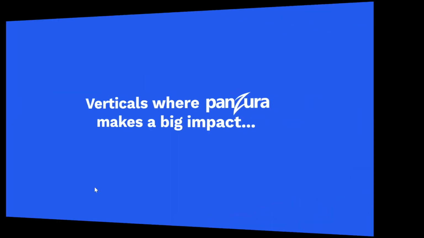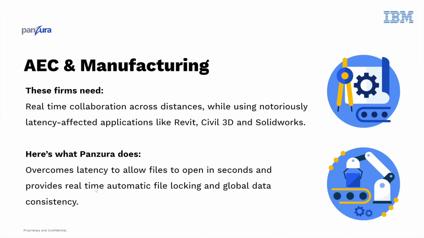Where do we do really well? Like I mentioned before, the AEC space: architecture, engineering, construction, and manufacturing. There are a lot of applications within that space that require very low latency, high performance. They need to have that local feel, yet this space is all about collaboration. And what Panzura enables is collaboration and performance simultaneously, especially with COVID that happened recently. Everybody is working from various home or remote offices. We need to make that I/O feel like it's local.